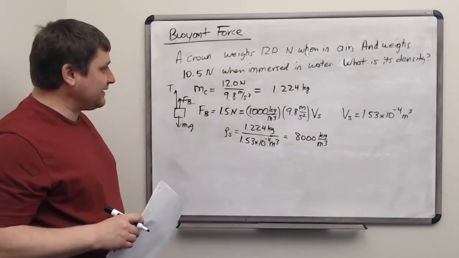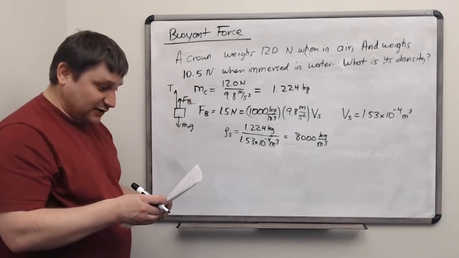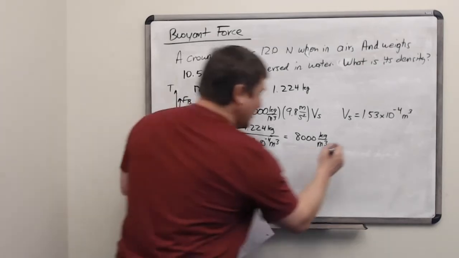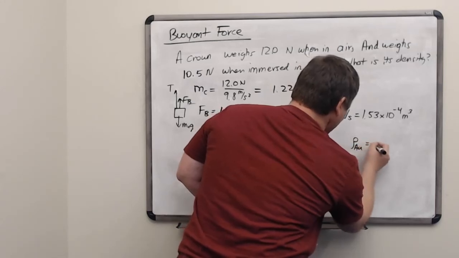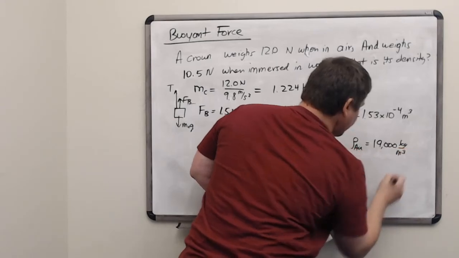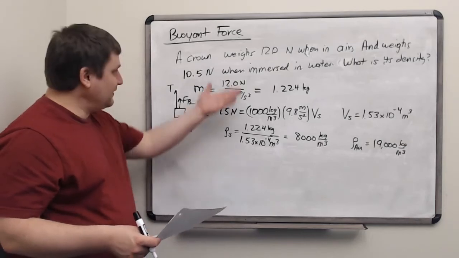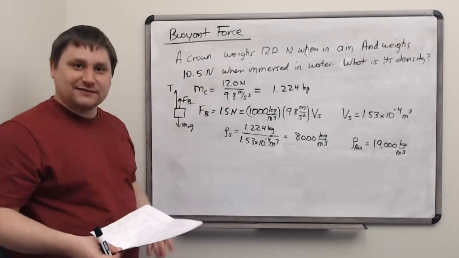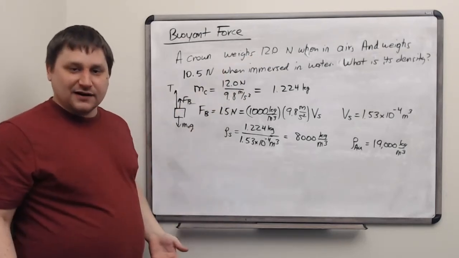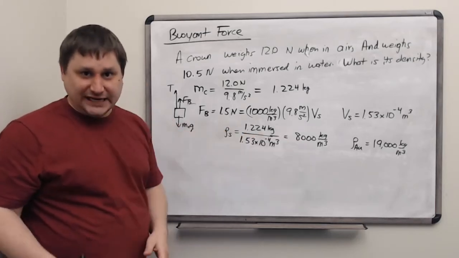All right, so that's a big density compared to water, but unfortunately for the metal worker who gave us this crown, it is still far too small to be made of gold. The density of gold is around 19,000 kilograms per cubic meter. All right, so our conclusion here is that this crown, with these two measurements of weight alone, we can determine that it's not made of pure gold. Maybe it looks like it's made of brass or bronze or something, maybe with a gold plate.